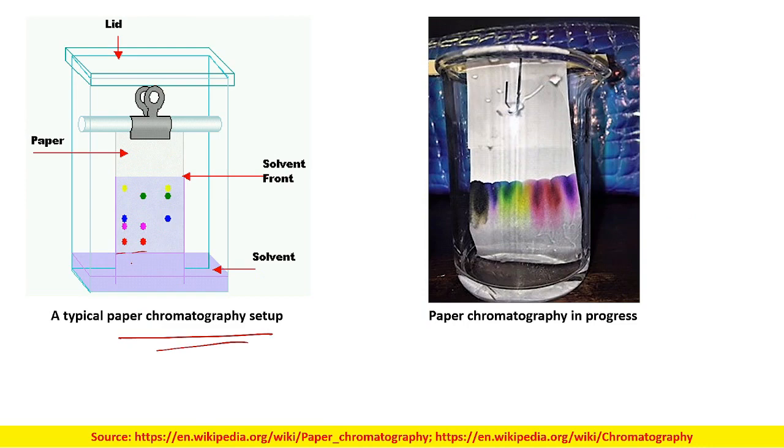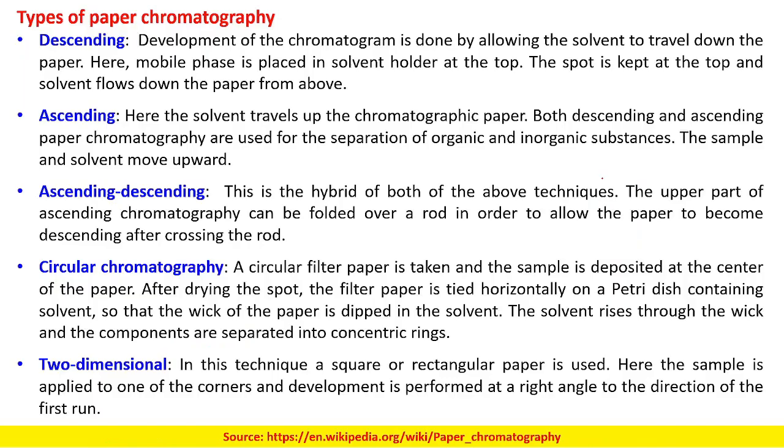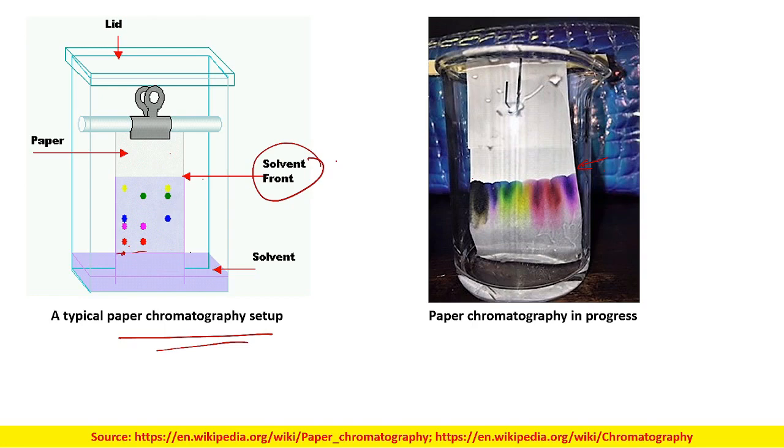So just beneath this line we have made this thing, and then see, from a single point we are getting a number of chromatograms. Okay, so this is the schematic diagram. This is the solvent front, this is the paper which has been soaked in water, and your chromatograms may look like this.